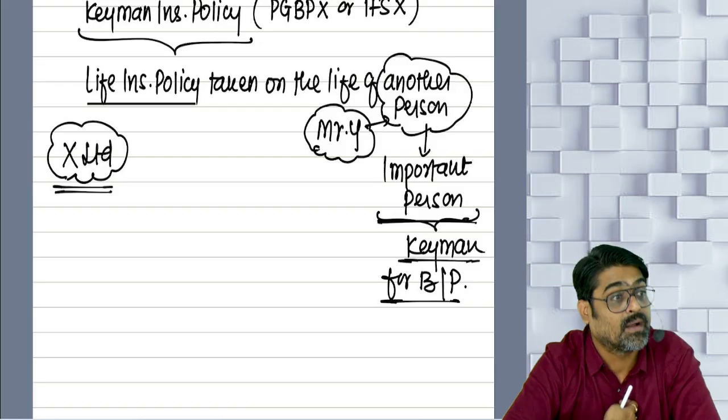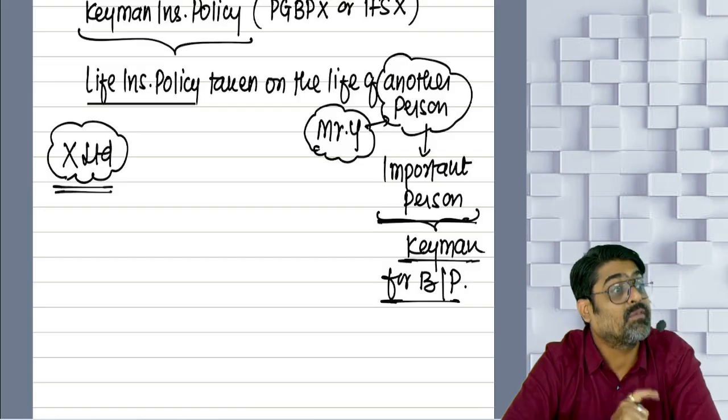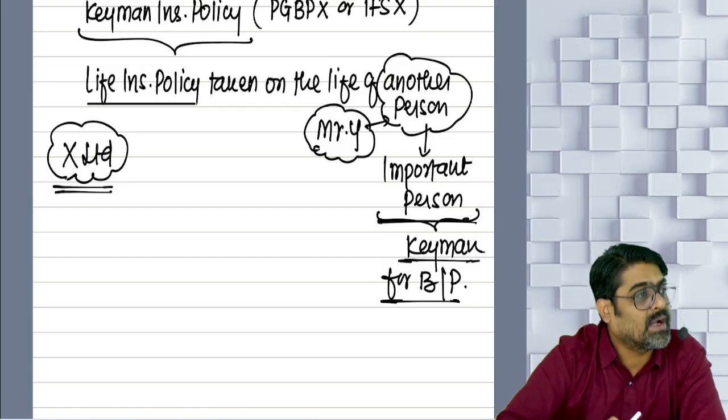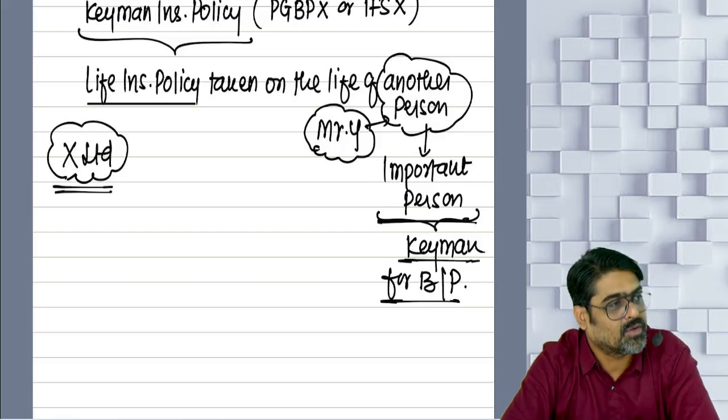But wait, this premium is paid on the life insurance policy. Life insurance policy is a keyman insurance policy. And if that keyman is my employee, so can I say I am paying the life insurance premium for my employee? Will it be a perquisite in the hands of employee? The answer is no.